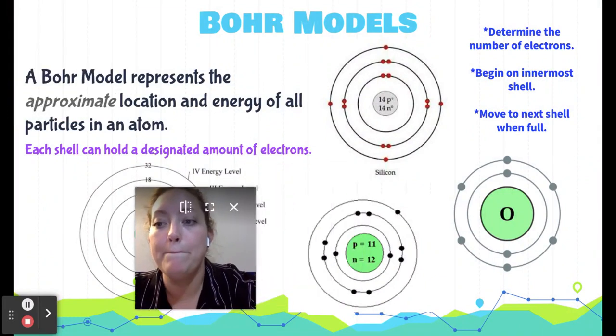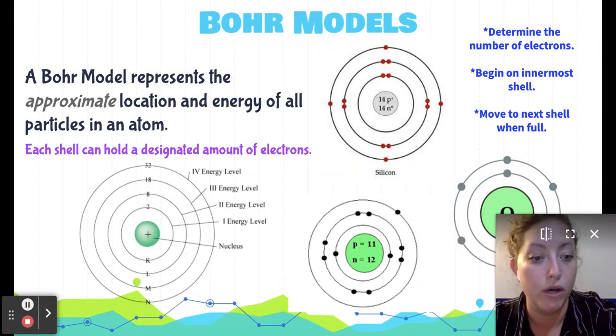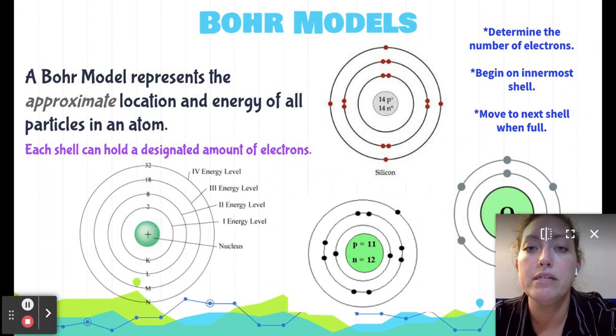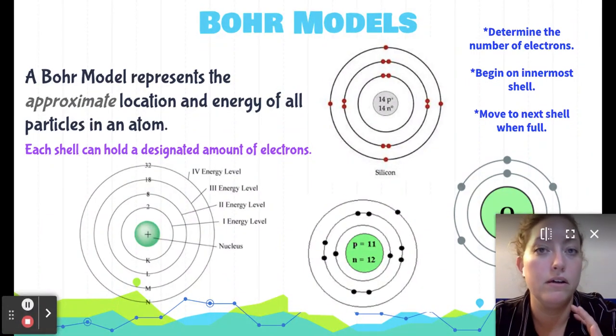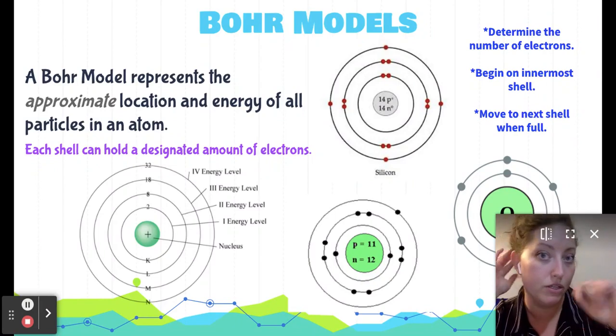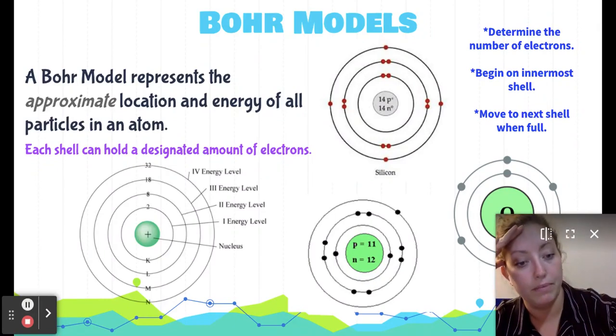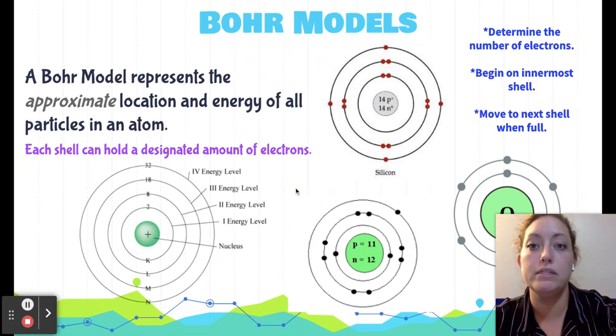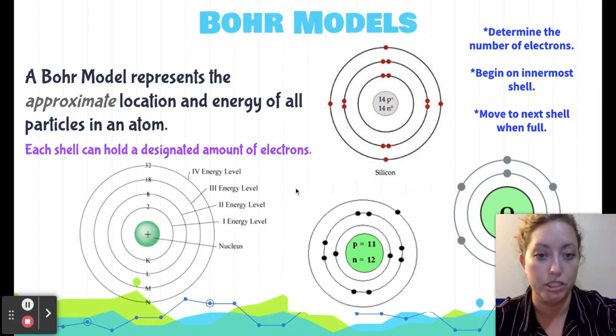Okay, so Bohr models. This is what we are actually working on today as far as drawing them out. So a Bohr model is going to tell you the approximate location of electrons according to their energy. Okay, that directly relates to your periodic table. So if you don't have your periodic table out yet, get it out, and you can write on your periodic tables and fill in your valence electrons and groups and stuff that I'm getting ready to talk about. So each shell on a Bohr model can hold a certain amount of electrons, which is what I was just talking about.